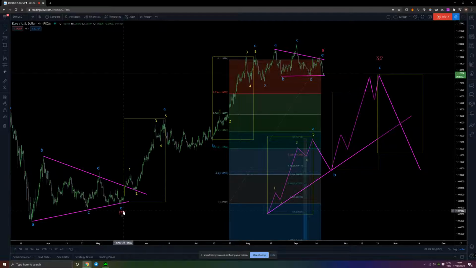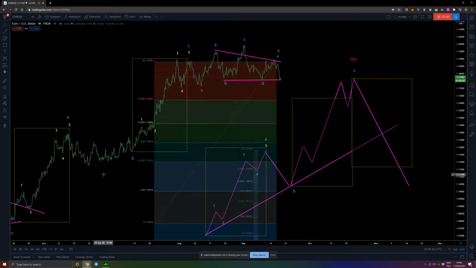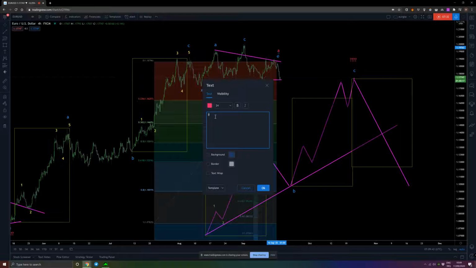But also because we don't know the degree, it can be an X wave or actually some part of another kind of complex correction or another correction. It can even be a second wave, fourth wave. So in reality, what you have to do is write all the possibilities, okay? So it can be wave A of a flat. This can be wave B of a flat.